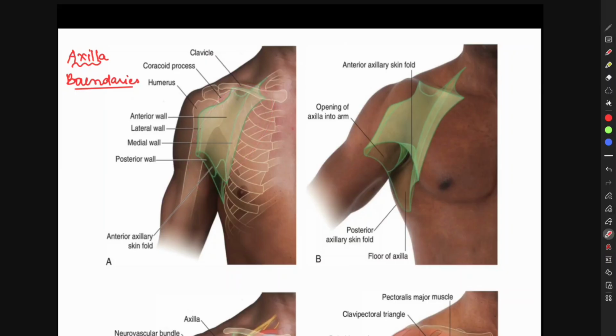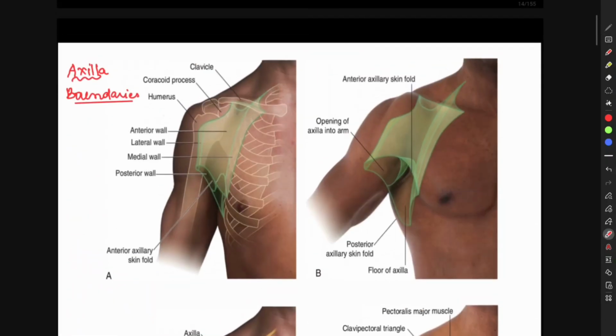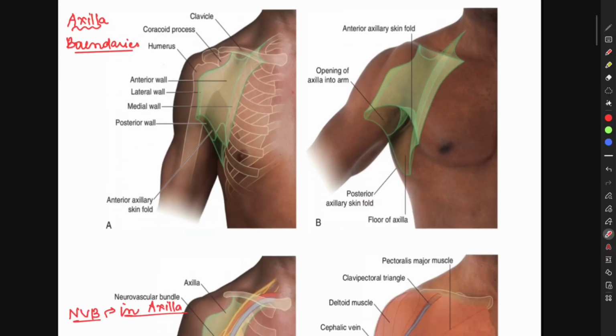If we talk about the anterior wall of the axilla, here we have the pectoralis major muscle, yes, here it is, the pectoralis minor muscle, and the clavipectoral fascia. Posteriorly we have the subscapularis, the teres major, and the latissimus dorsi. Whereas medially we have the serratus anterior and the ribs, whereas laterally we have the humerus bone and the short head of the biceps brachii. And another muscle which we have in the lateral wall is the coracobrachialis. So that completes the quick revision about the boundaries.